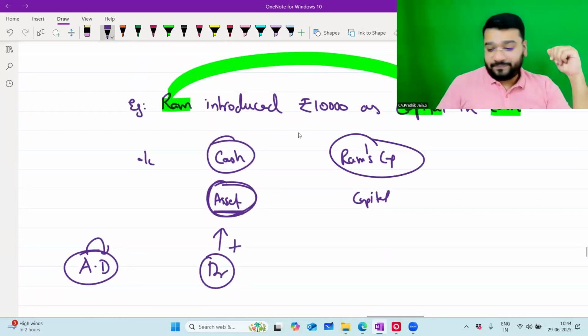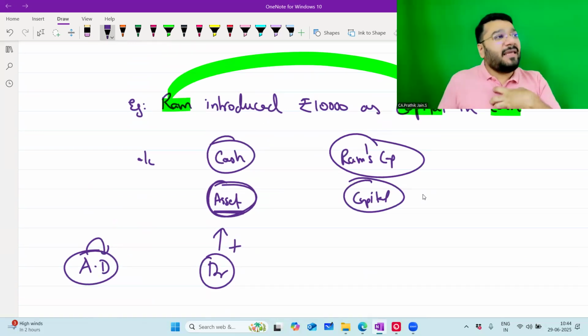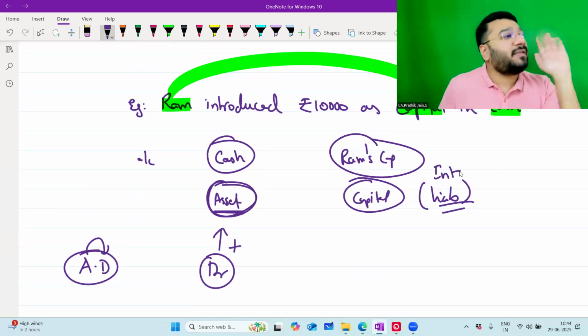My question to all of you. Ram's capital, the classification is capital. Internally, can I say that for the business it is a liability? It is an internal liability for the business. Tell me, yes or no.